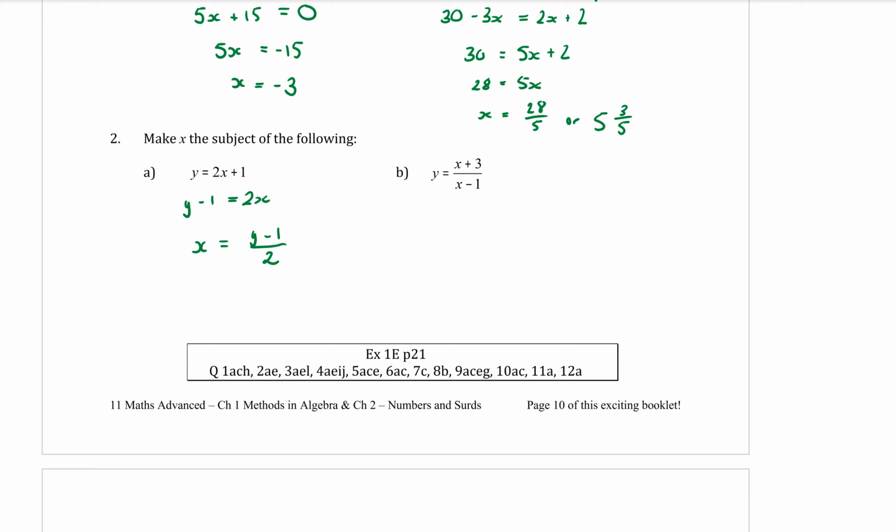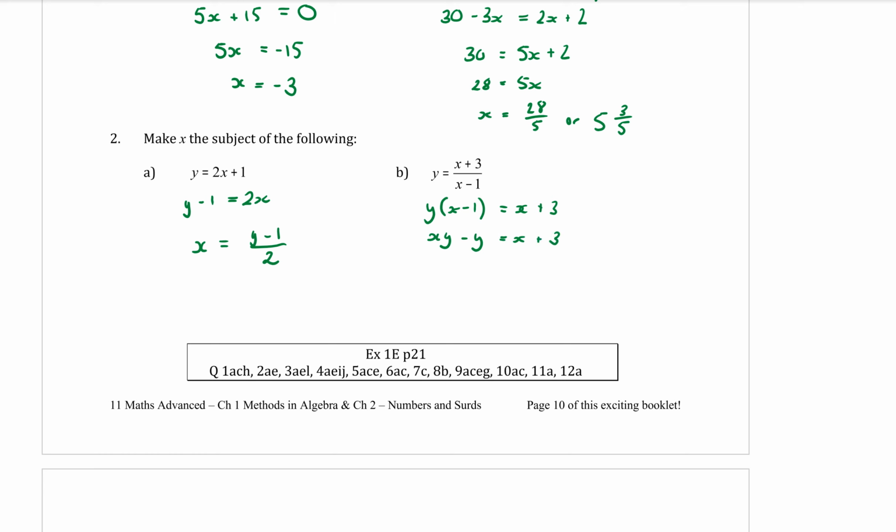So what you do, I'm going to get rid of the fraction first. I'm going to multiply that denominator across to the other side. So it's going to be y bracket x minus 1 equals x plus 3. Now I need to expand the bracket, so that's going to be xy minus y equals x plus 3.